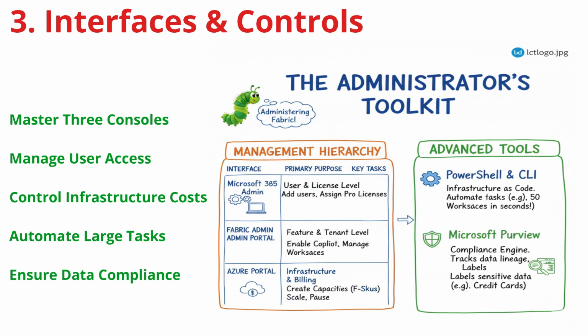Finally, the Azure portal handles the heavy machinery, managing the F SKU capacities that power your data, allowing you to scale up for big jobs or pause to save on billing. For the power users, the toolkit goes even deeper. With PowerShell and CLI, you can move beyond manual clicks and use code to automate massive tasks, like spinning up 50 workspaces in a heartbeat. And to keep everything safe, Microsoft Purview acts as your compliance engine, tracking exactly where data flows and ensuring sensitive information like credit card numbers is always shielded and labeled.